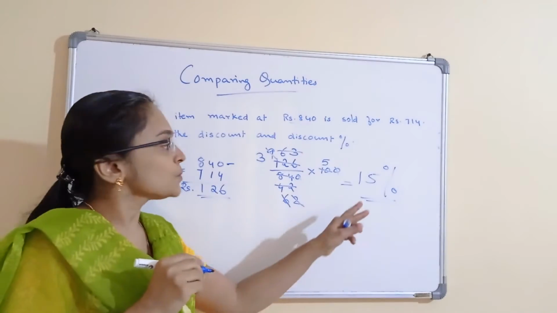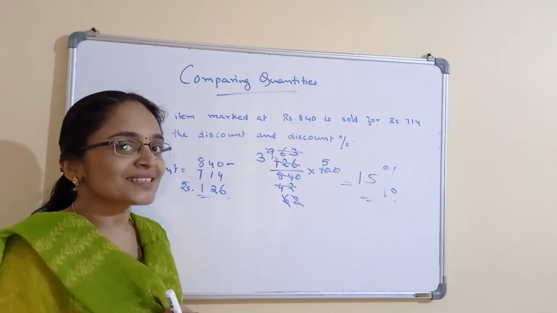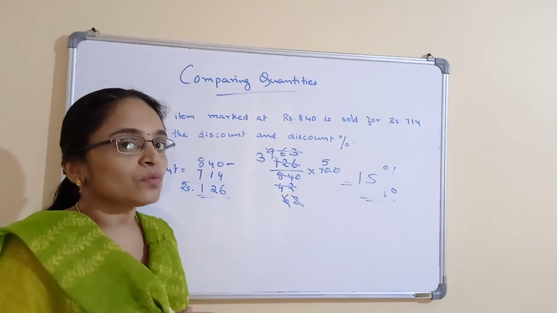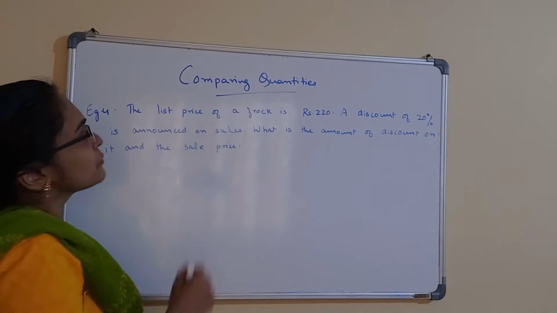So what is discount percent here? It is 15%. Okay, understood? So you know how to find discount percent, right? Now we'll proceed to the next question. Okay. Next is example 4.